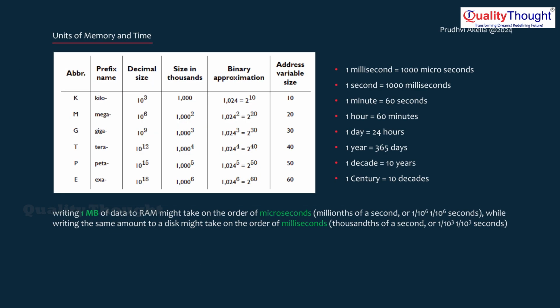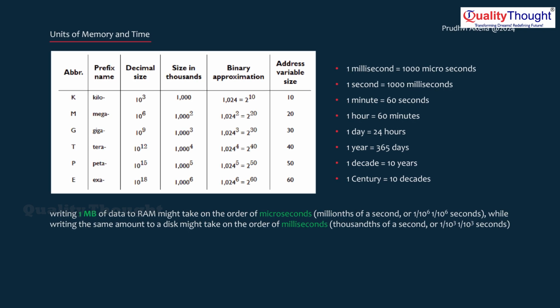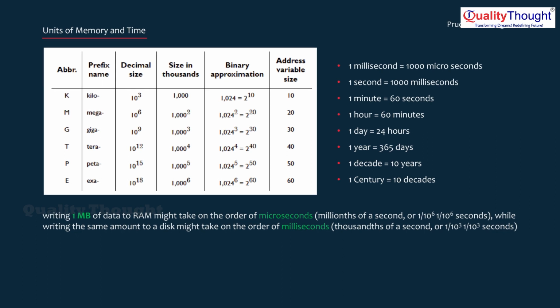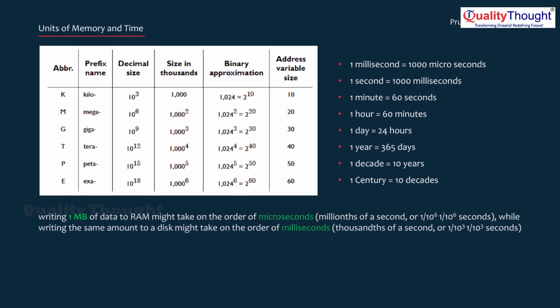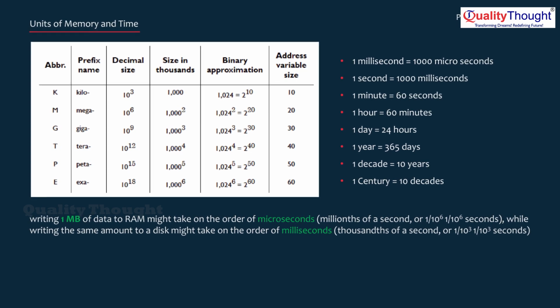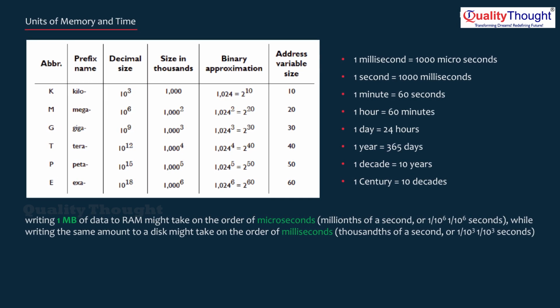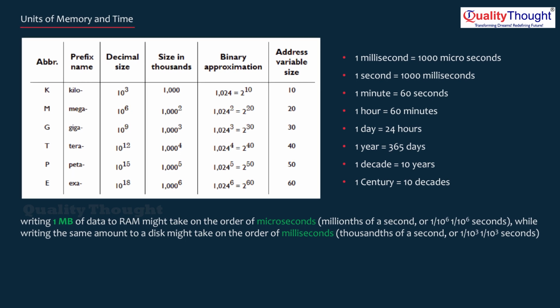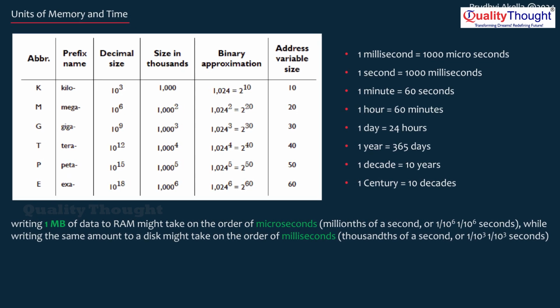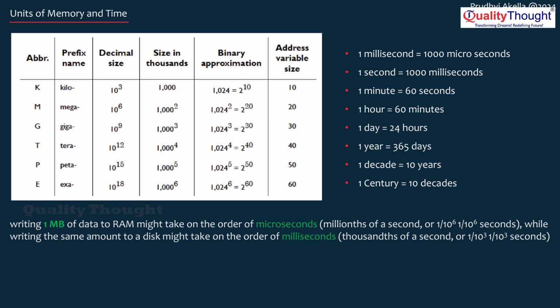Now, when you look at the units of memory and time, this is how it looks. First, the units of memory. We have kilobytes, megabytes, gigabytes, terabytes, petabytes, and exabytes. You can also see the equivalent binary representation in the form of bytes, where 1 kilobyte is equal to 1024 bytes.